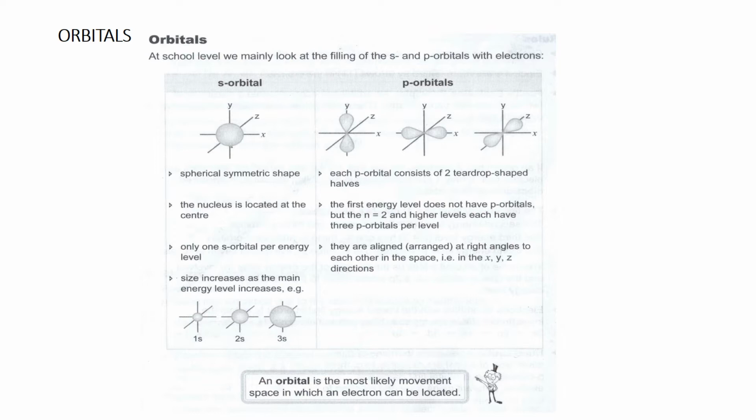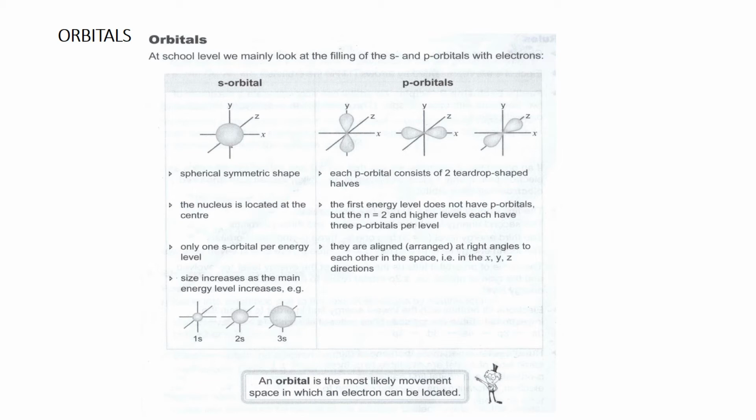Let's look at the s and p orbitals now. The s orbital has a spherical symmetric shape, and the nucleus is located at the center. We only have one s orbital per energy level, meaning that the first energy level has only one s orbital, the second energy level has only one s orbital, the third energy level has only one s orbital, etc. The size of the s orbital increases as the main energy level increases, meaning that the first s orbital is the smallest, and the s orbital on the second energy level is bigger compared to the first s orbital, etc. So as you go up the energy levels, your s orbital also increases in size.